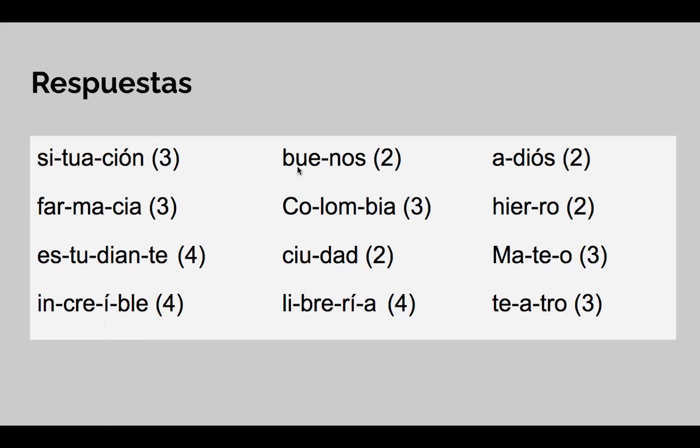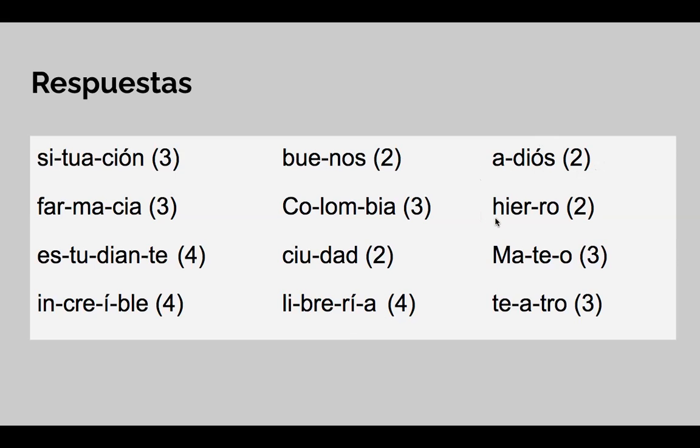Buenos, 2. The U and the E form a diphthong. Colombia, 3 sílabas. The E and the A form a diphthong in the same syllable. Ciudad, 2 sílabas. Librería, 4 sílabas. The I is strong and has an accent mark, and it separates from the A to form an extra syllable. Adiós, 2 sílabas. The accent is on the strong vowel, so the I and the O do not separate.